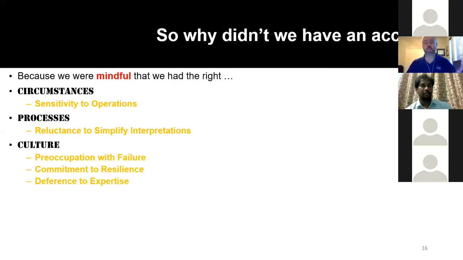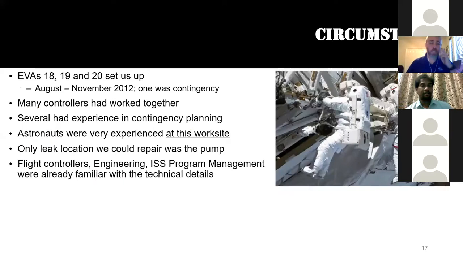And that's because we went into it being mindful right up front that this is a risk that we need to manage and that anybody can stop it at any time. And we need to be fully aware of what we're doing. We have to be aware of our circumstances, our processes, and our culture. We put all those things into play, and you can see that all the elements of the high reliability organization fall into that. So the circumstances.